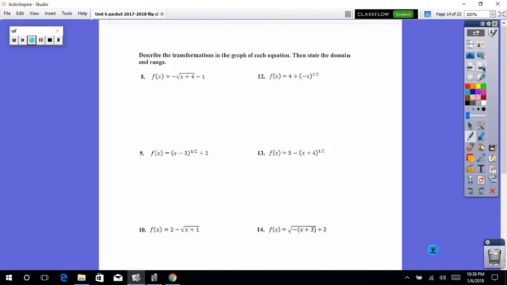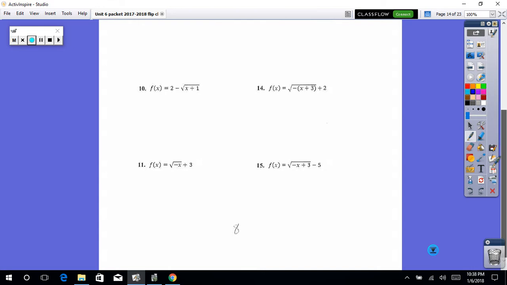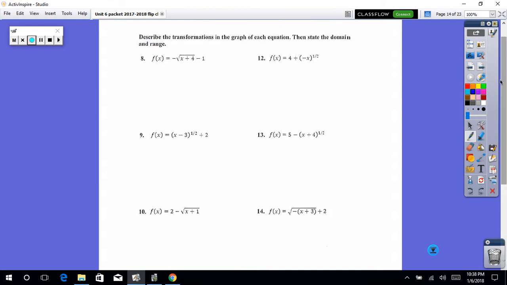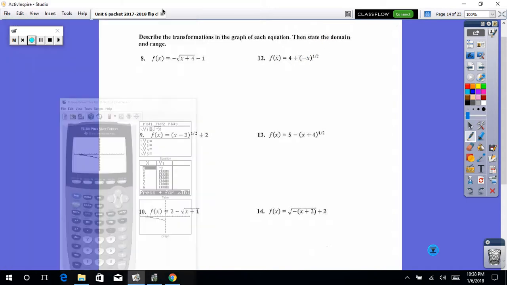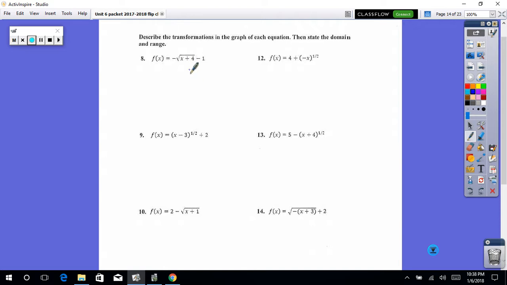Okay, so open up to page 8. All we're going to do for these is describe the transformation, state the domain and range. Our calculator is going to be our trusty little friend here to help us visualize the domain and range, so we don't have to super stress about it, even though we could probably sketch a picture of the graph out beside it and be just fine.